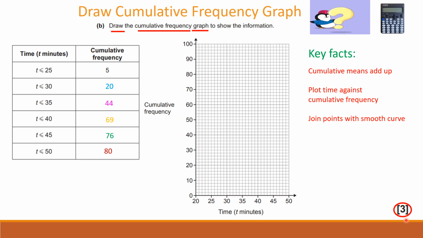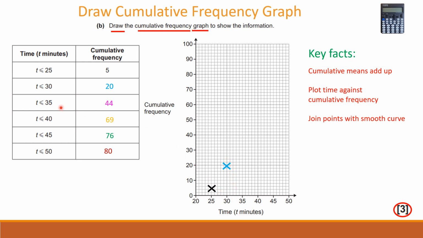Well done guys, hopefully you've managed to plot the points and draw a nice smooth curve. So to start with, I have got 5 and 25. So my time is 25 and I've got 5 for the cumulative frequency. So I go across 25 and then I go up 5. That's my first point. Then my next one, I go across 30, then I'm going to go up 20. So I go across to 30, then I go up to 20.